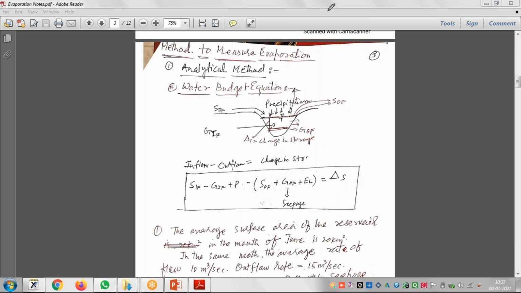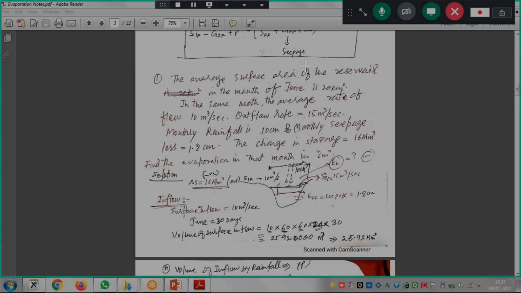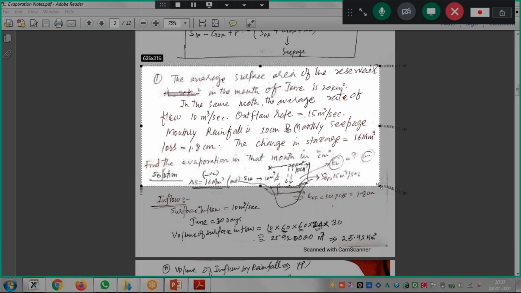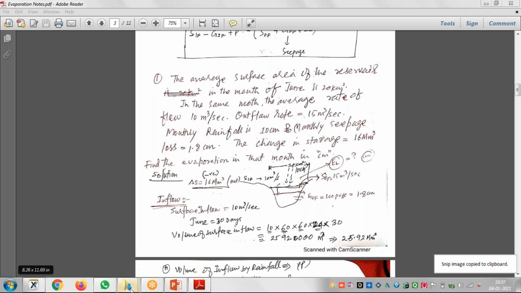This equation will be clear now. After that, one numerical is given and based on that equation, we have to find the evaporation loss, right? So here I should just take outside. That will be more clear to you, right?